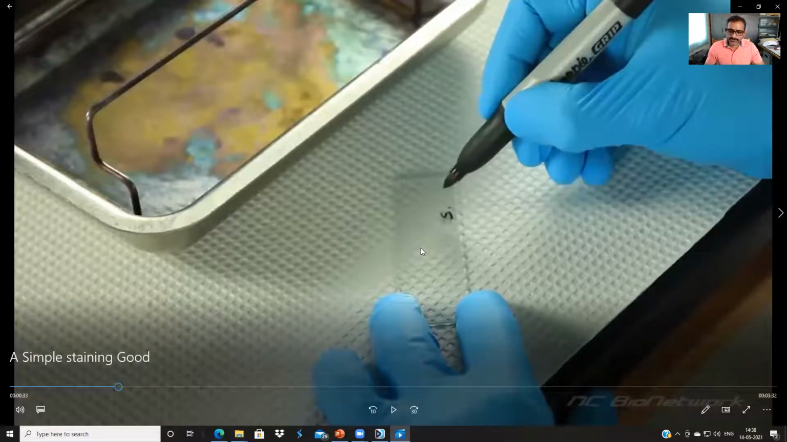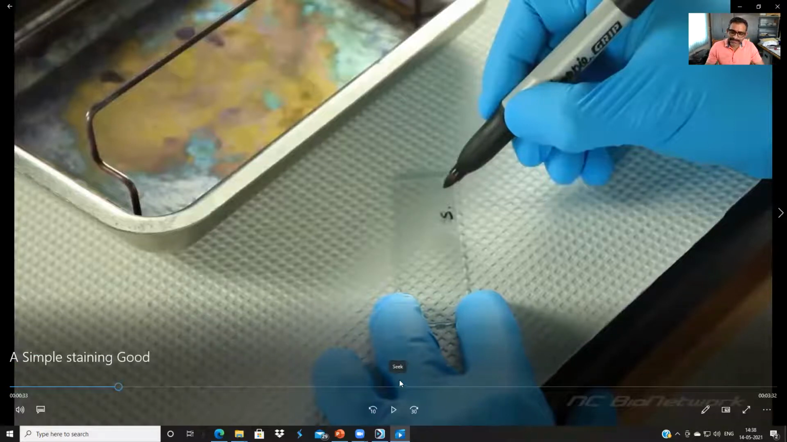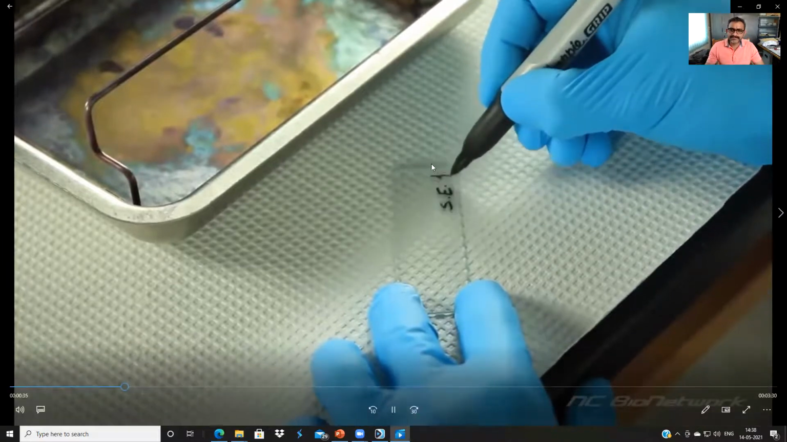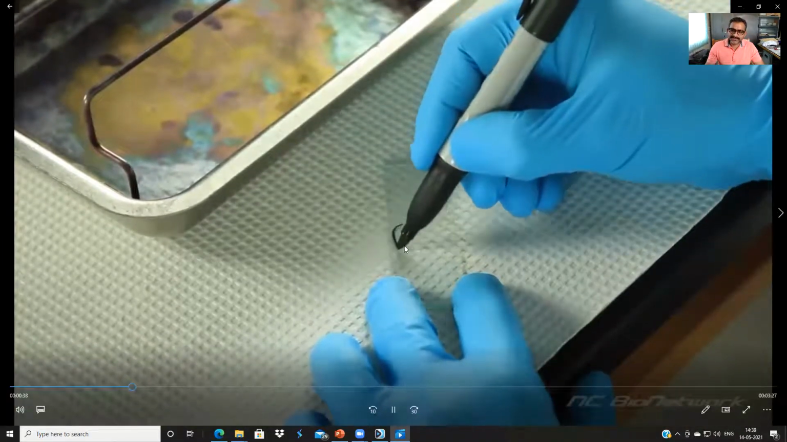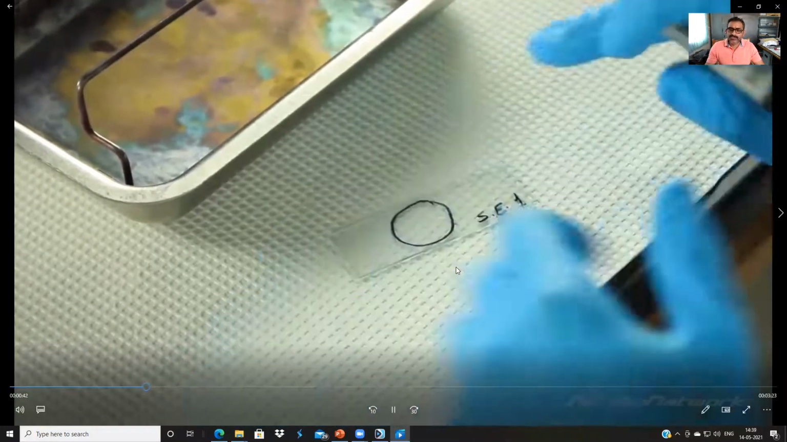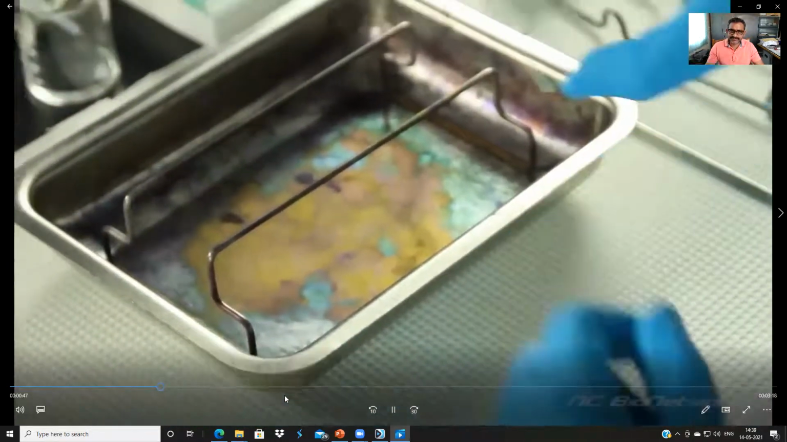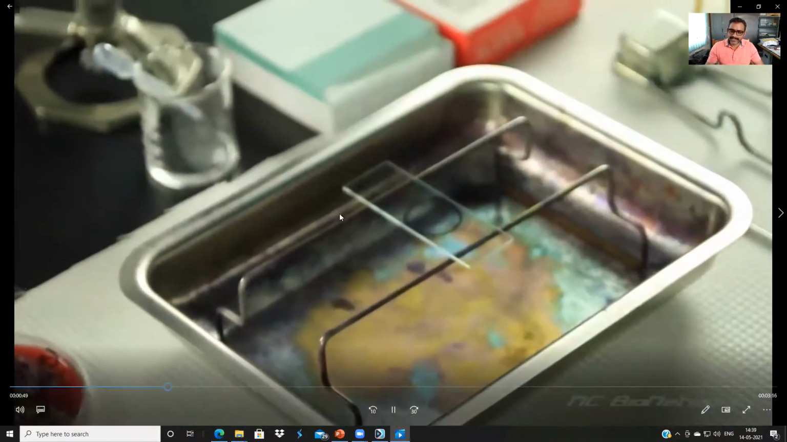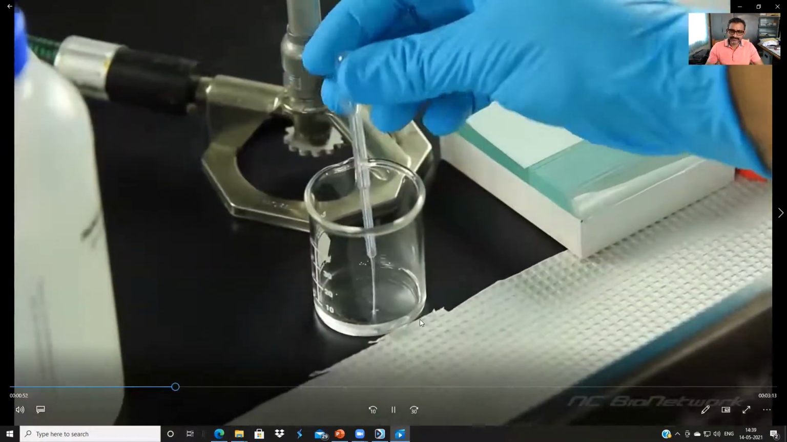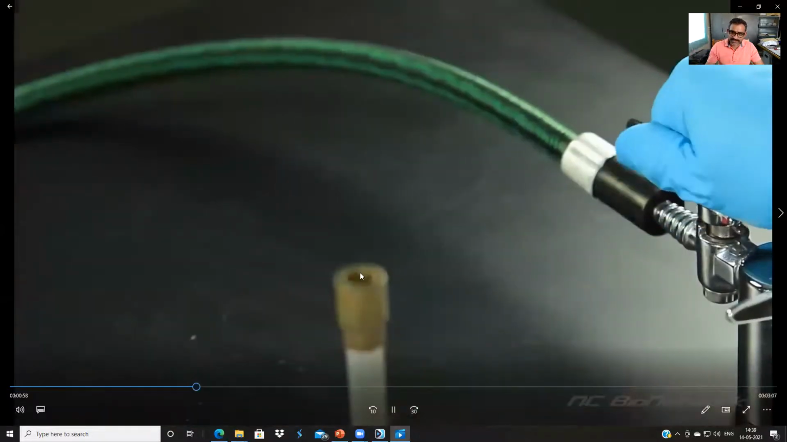So now I'm showing you the video where you can see the simple staining technique. Take a slide and mark the slide. You can mark the center of the slide, where to prepare a smear. Put it on a staining tray. So we are putting a drop of distilled water at the center of the slide.